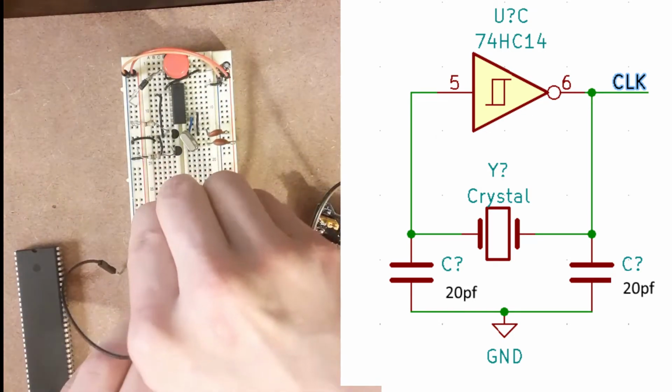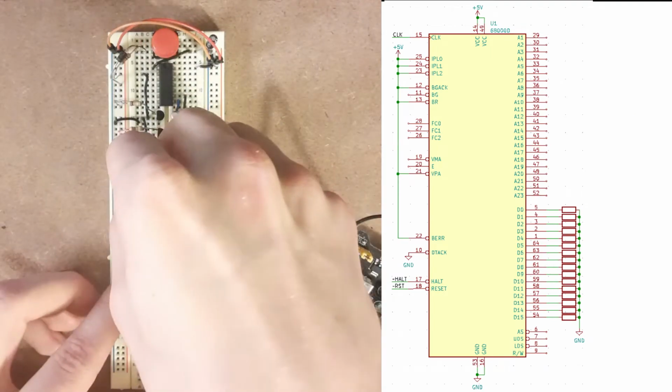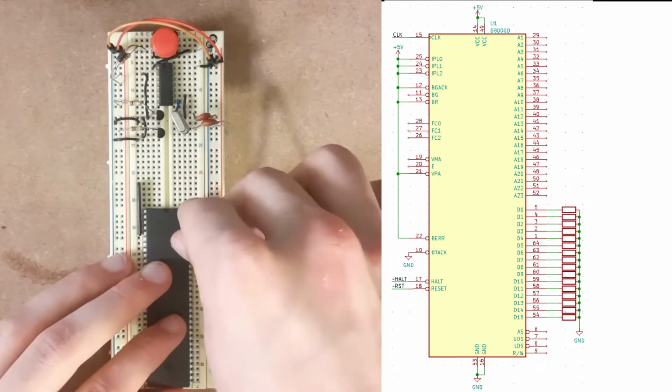Finally comes the CPU itself. All the data pins are wired through resistors to ground. Resistors are needed since the pins are bidirectional.